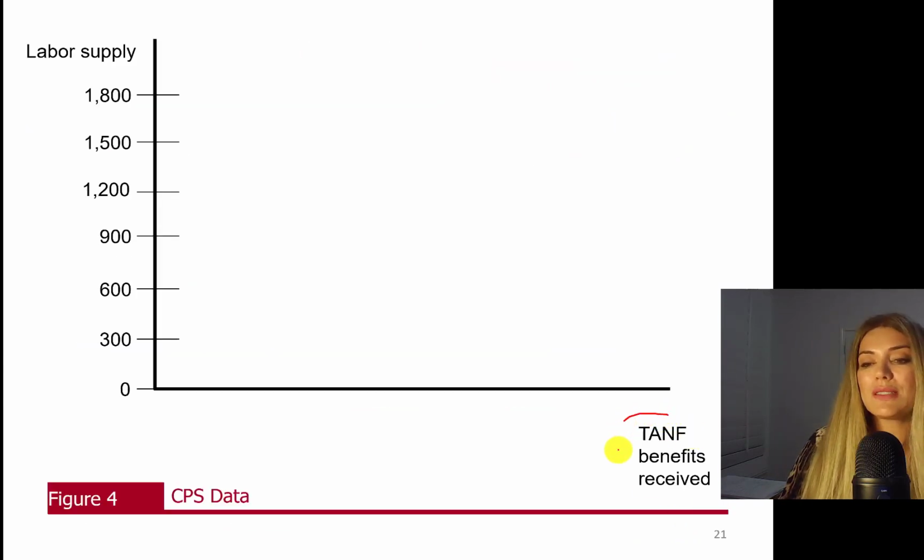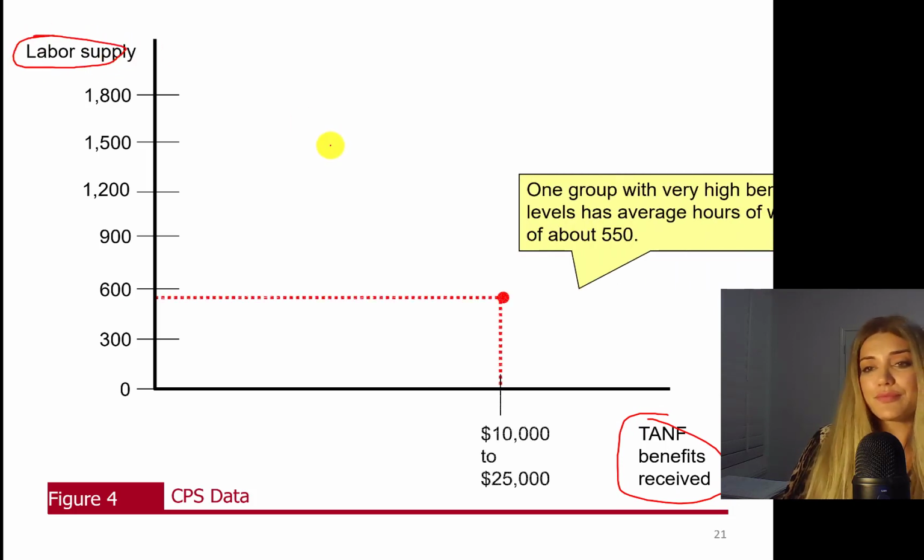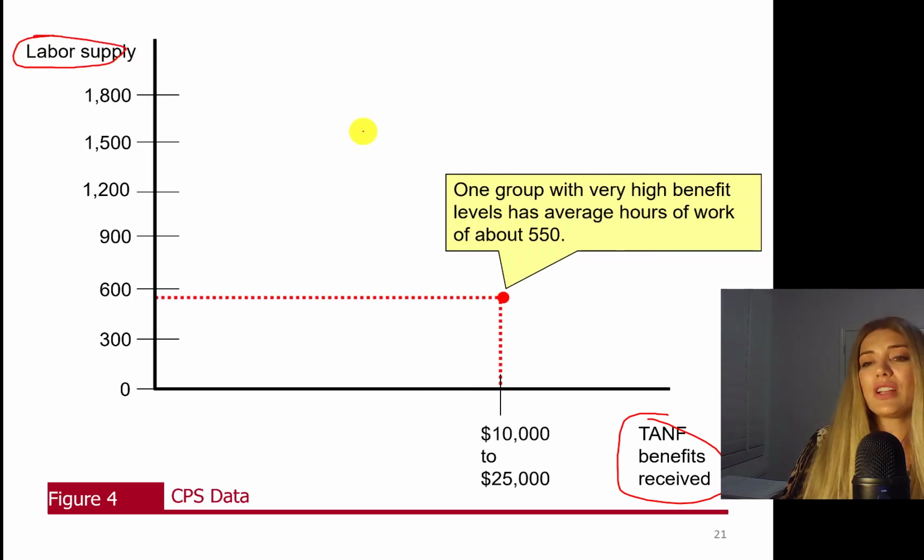So you have benefits here, and this is their labor supply. This is the real data. One group has very, very high benefit levels, and their average hours of work are about 550. These are the group of mothers who receive $10,000 to $25,000 in benefits, and they work about 550 hours.